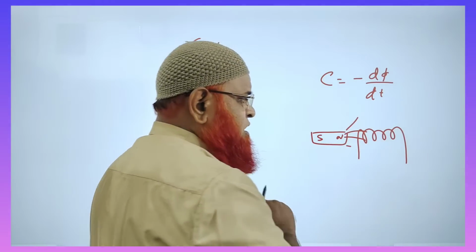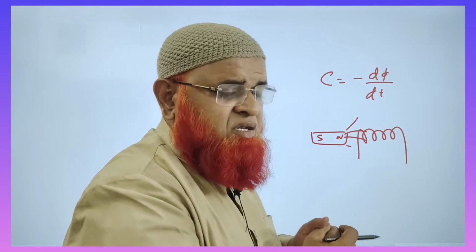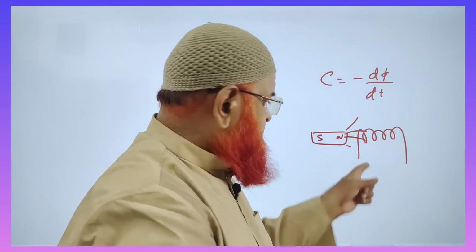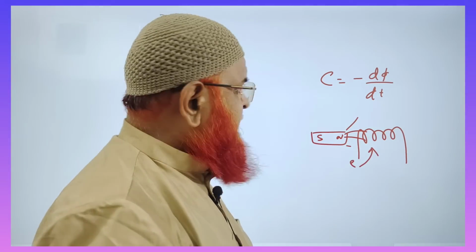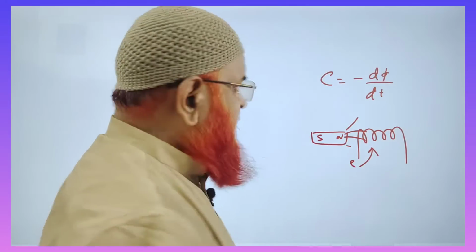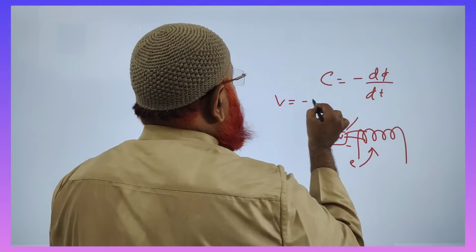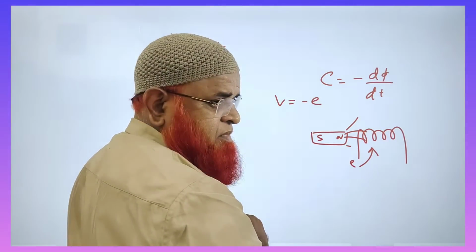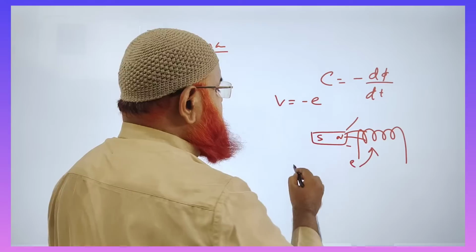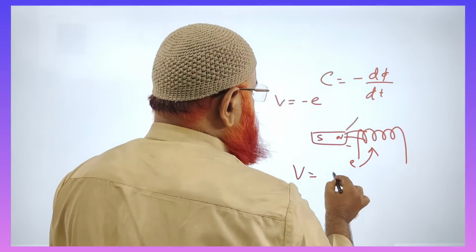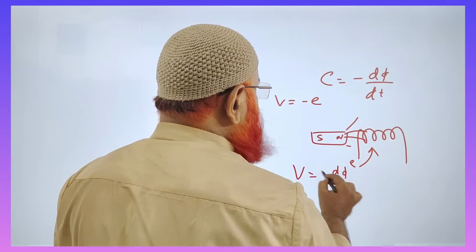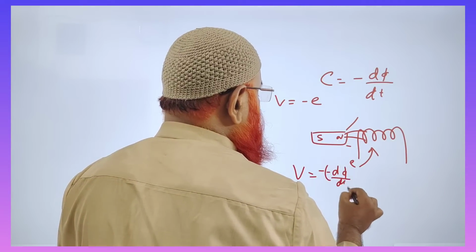Whenever you move to and fro, the rate of change of flux will change. Because of this, an EMF is produced in the coil, and that is said to be negative. You should know one thing: voltage is negative EMF. Voltage is opposite to EMF. So what is going to happen now? V will become how much? Minus of minus will become plus here.